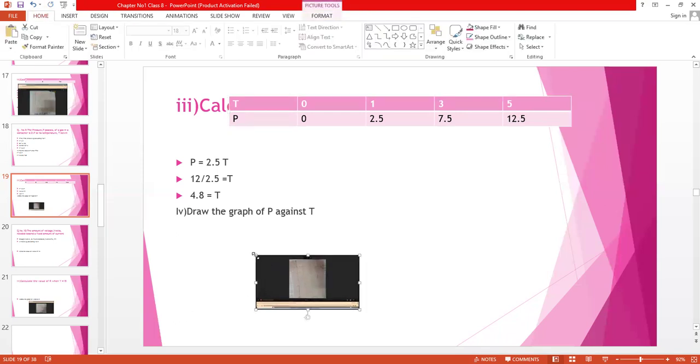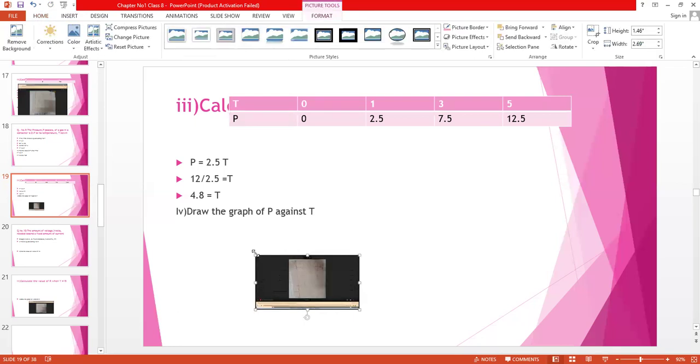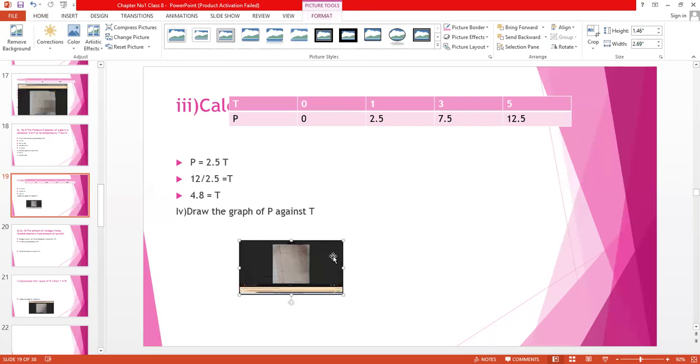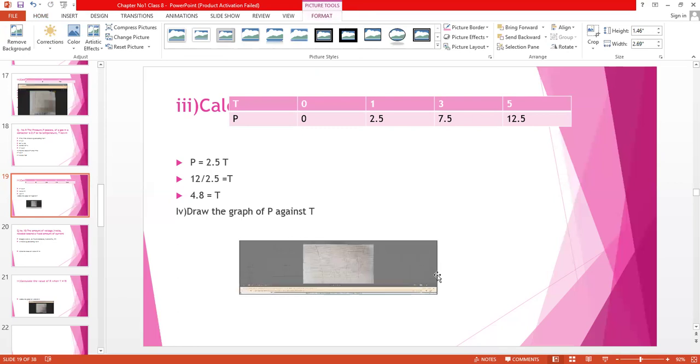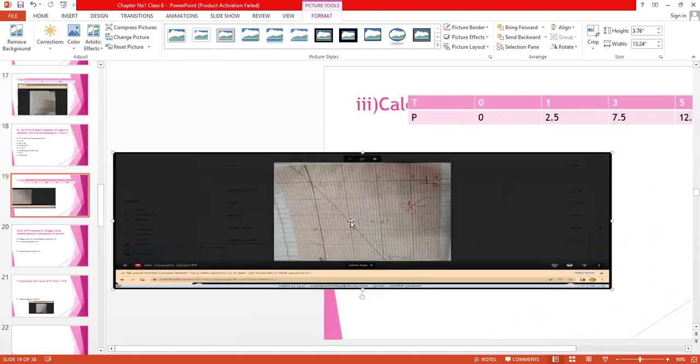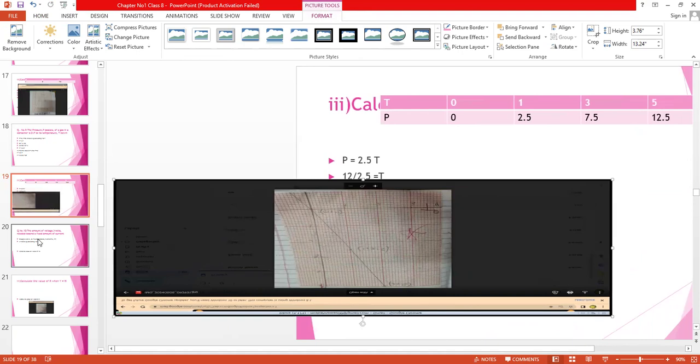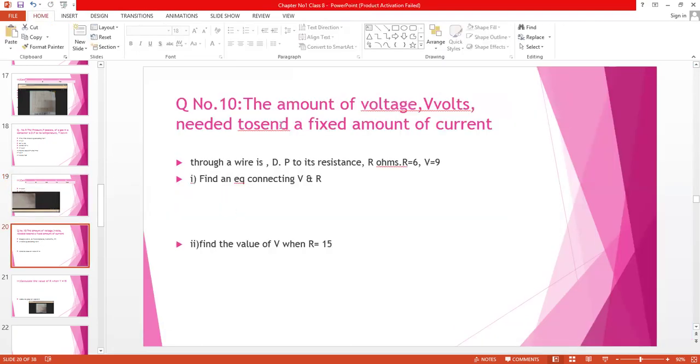Now I have to draw. First I have to take a scale for the x-axis and the y-axis, and then I have to draw a graph. मैं इसको थोड़ा सा बड़ा कर देती हूँ. Look here. This is the graph, and it passes through the origin. Clear हो गया? Now we move towards the last question, that is question number 10.